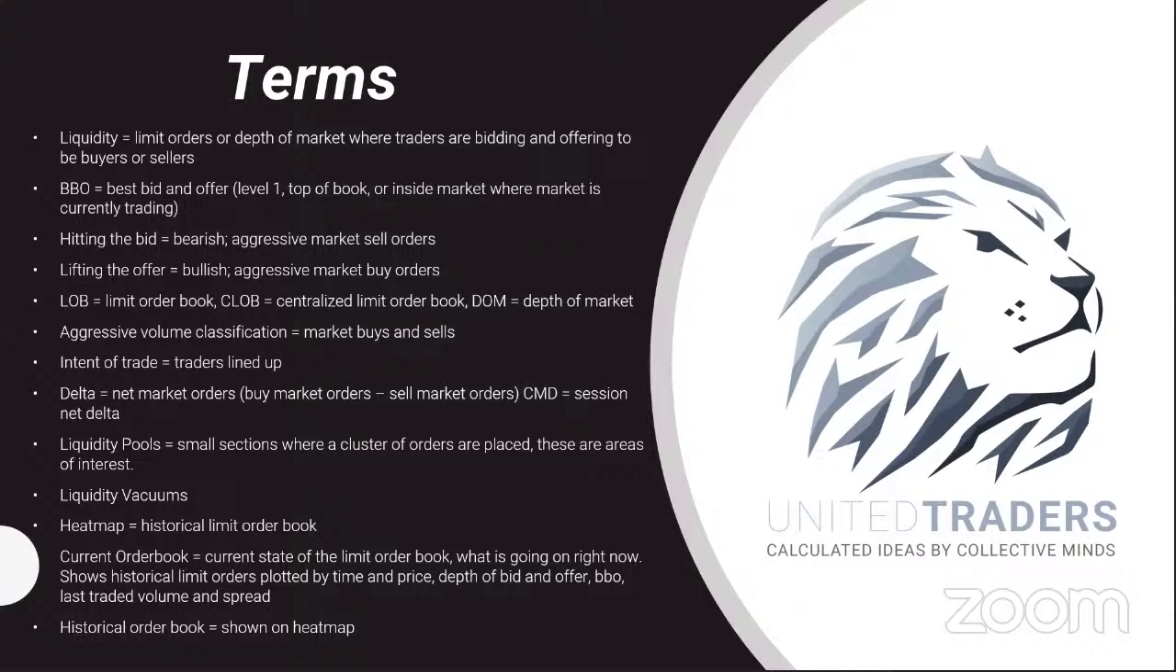BBO is the best bid or offer. It's level 1, top of the order book, inside market. Those are different terms that all mean the same thing. Pretty much it's your best bid and offer at the current time: your BBO, or your top of book, or your level 1 data.